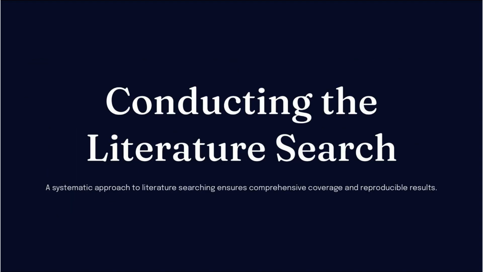Conducting a literature search systematically is crucial for comprehensive coverage and reproducibility. Develop a keyword list, including synonyms and subject-specific terms. Use Boolean operators like AND, OR, and NOT to refine searches. Document search terms, databases, dates, and results for transparency and future reference.